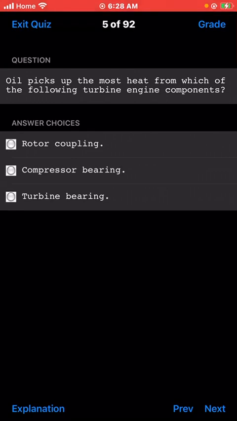Oil picks up most of the heat from which of the following turbine engine components? Turbine bearing. Lubricating oils with high viscosity index ratings are oils in which the viscosity does not vary much with temperature change.